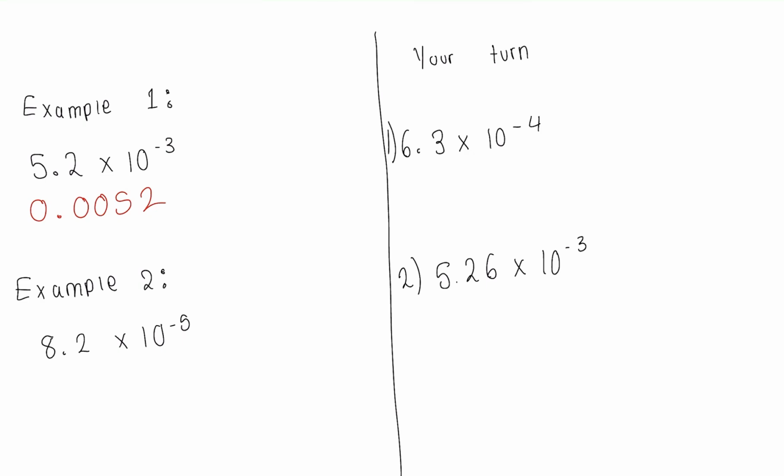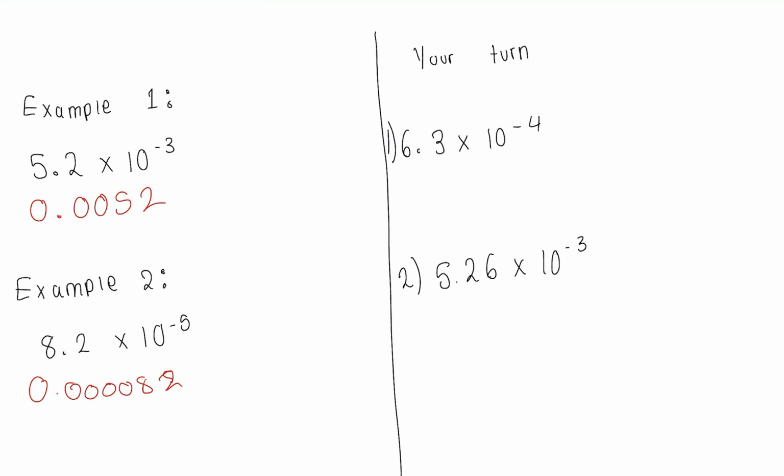Let's have a look at this next one. Now I've got times 10 to the power of negative 5, so it means I'm dividing by 10, 5 times. So if I divide it by 10 once, I get 0.82. Twice, 3 times, 4 times, and then lastly 5 times.